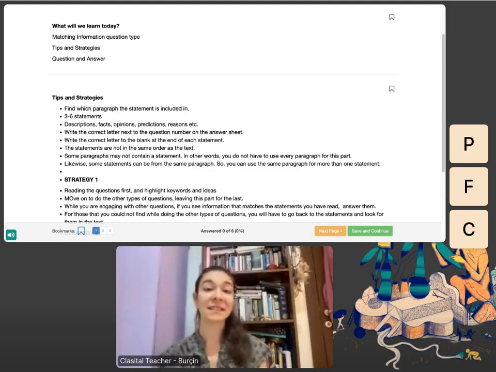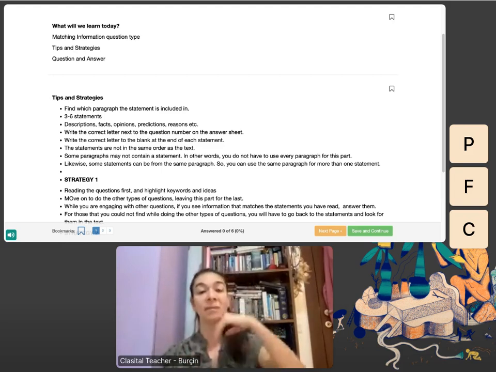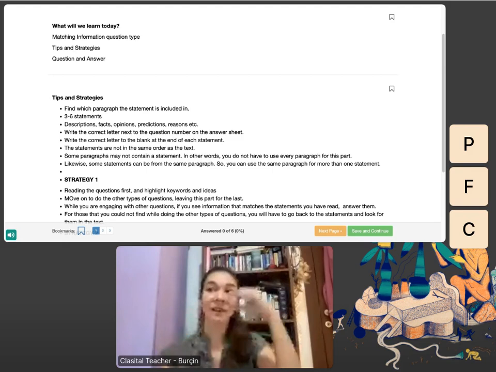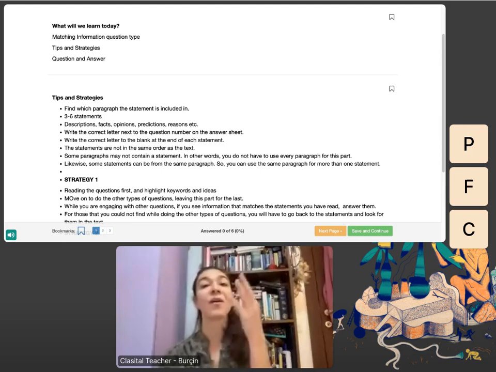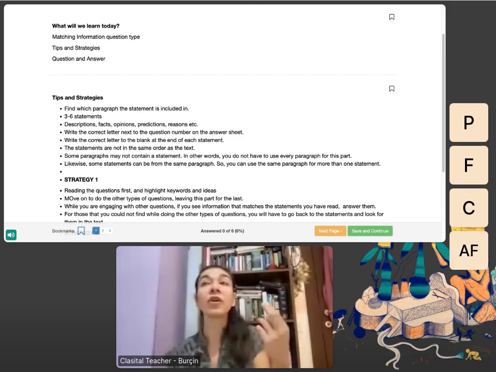In this one, the statements are not in the same order as the text. Because you are matching them with the paragraphs, they won't come in order. So you have to find in which paragraph you can find that answer. This question type requires you to read all of the text. Some paragraphs may not contain a statement, so you don't have to use every paragraph, or in one paragraph you can find two answers. It depends on the question.